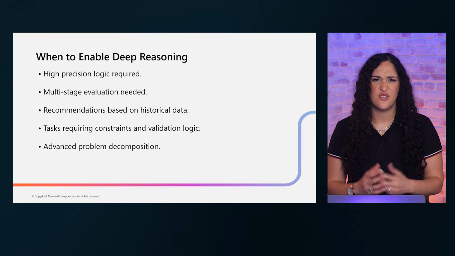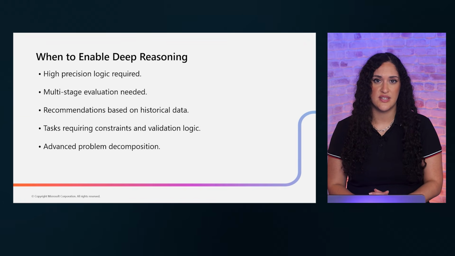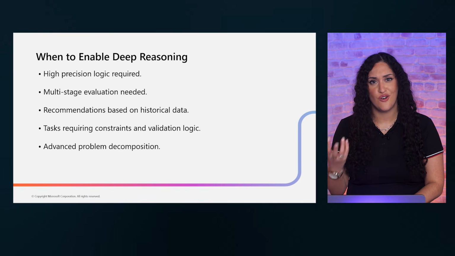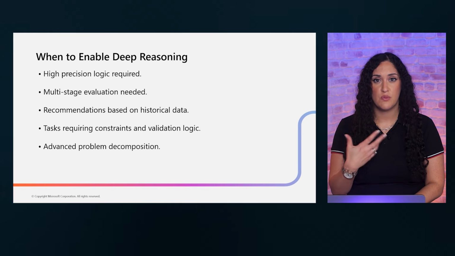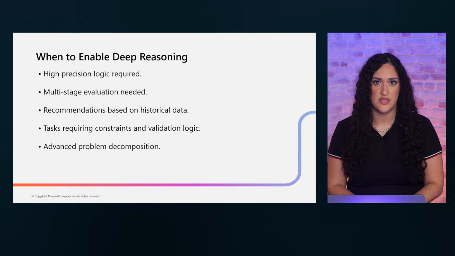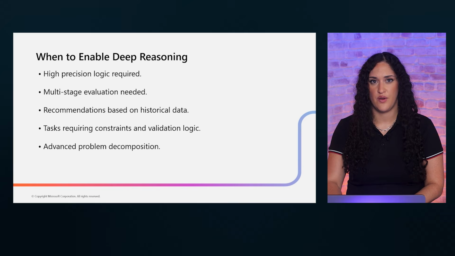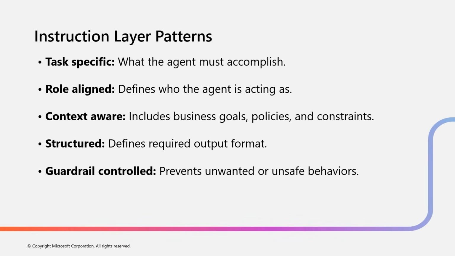The best practice is to validate these criteria with your business stakeholders. Deep reasoning is powerful, but it also takes longer and costs more. Ensure the business value justifies the investment. If a standard reasoning response with good instructions gets you 90% accuracy, deep reasoning might not be worth it for that scenario. The instruction layer is where the magic happens, or where things can go wrong.